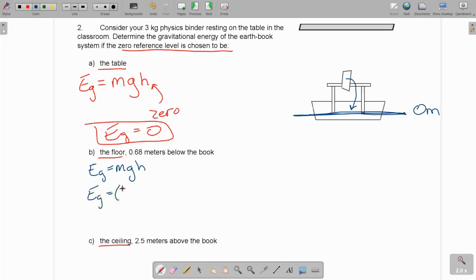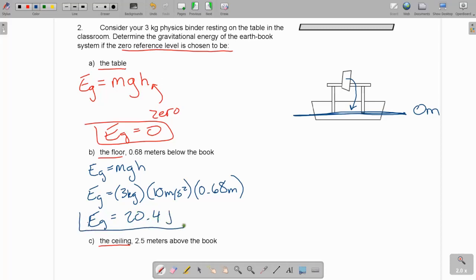So we'll go ahead and plug that in. 3 kilograms times 10 meters per second squared times the height of the book, which in this case is 0.68 meters above the floor. So I'm going to make this a positive displacement. Okay. And then when you multiply 3 times 10, it should be 30 times 0.68 is going to give you 20.4 joules.